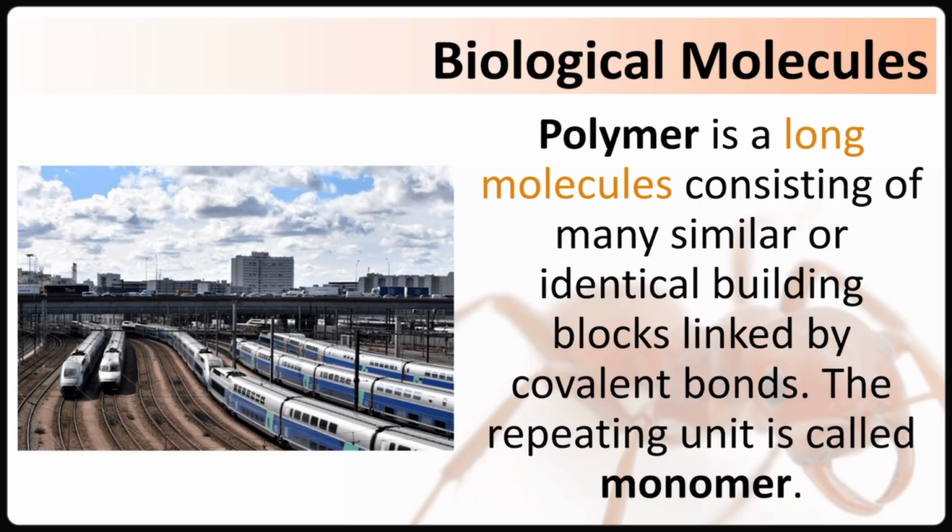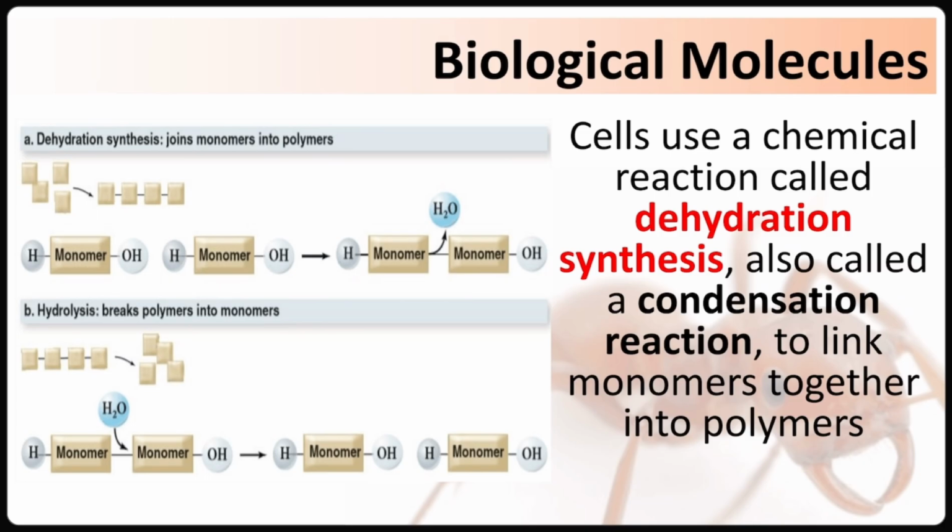Okay? So, a polymer is like a long chain and its links are what we call monomers. Monomers are the single building blocks while polymers are the big molecules formed when many of these monomers are joined together. These monomers are joined together by what we call covalent bonds.